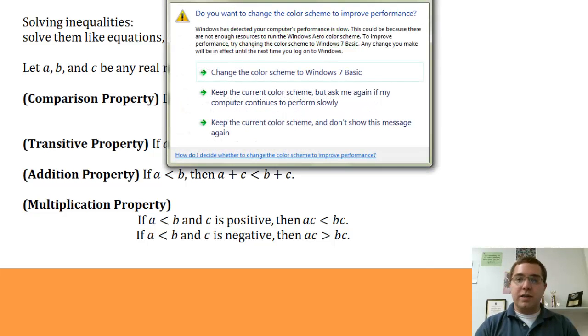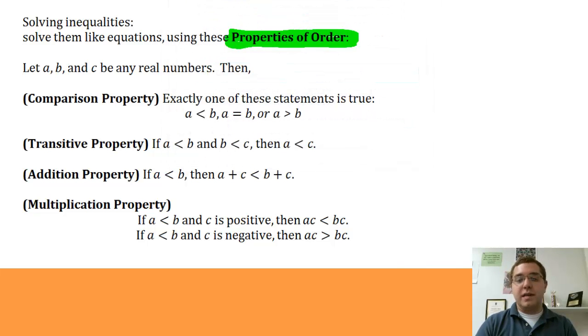I also have the multiplication property that says if A is less than B and C is some positive number, some number greater than 0, then A times C must be less than B times C. I can multiply both sides by a positive number and it will not change the inequality. But if A is less than B and C is some negative number, some number less than 0, then A times C is greater than B times C. If I multiply both sides by a negative number, then it actually switches the sign.